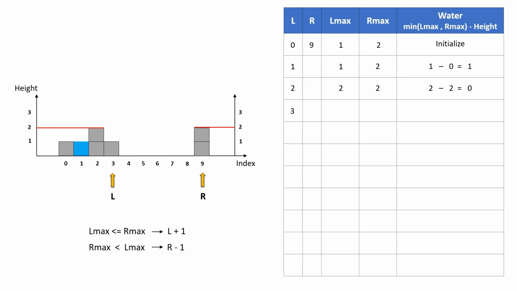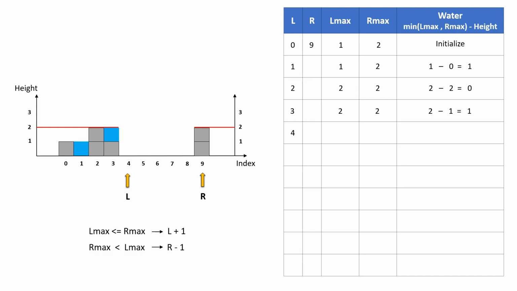Now we will reach index 3. At index 3, our Lmax value still remains 2 and Rmax value also remains 2. The total water that can be trapped would be my current deciding boundary, which is 2, minus the height of the block, which is 1. 2 minus 1 is 1, so we can trap 1 unit of water at index 3. Now going forward, Lmax is still equal to Rmax, so we increase the left pointer.